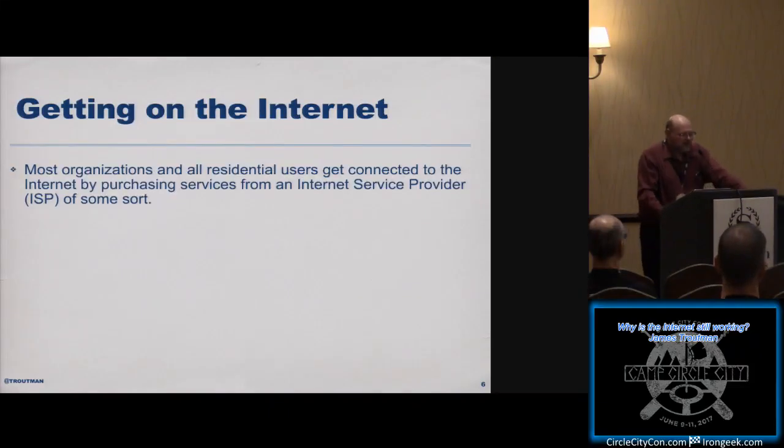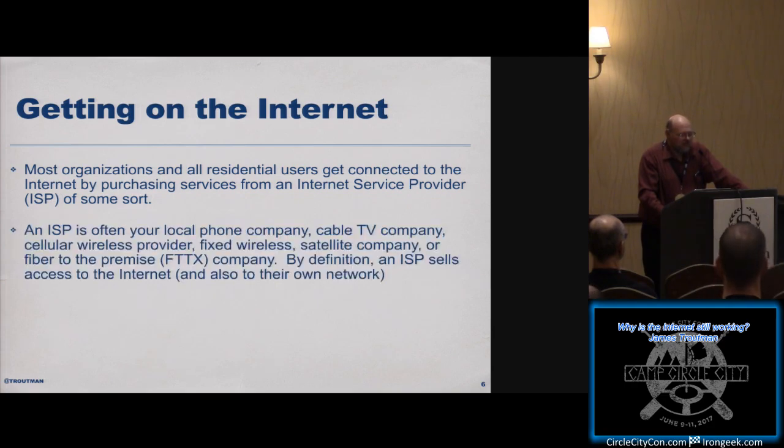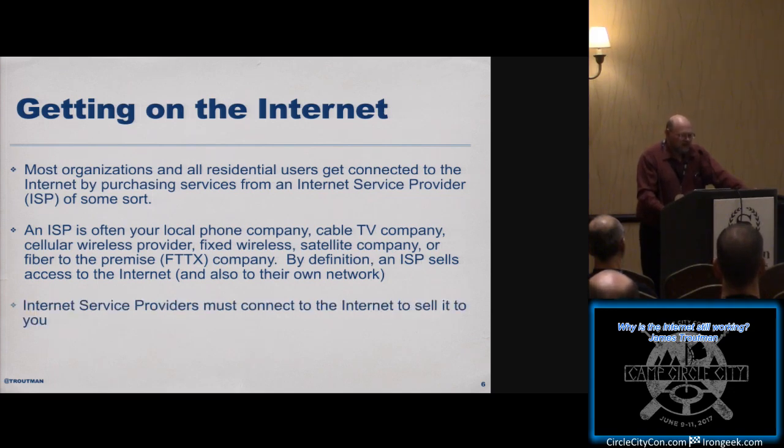All right. So if you want to get on the internet, you're a residential or a small business customer, you have to buy the internet from an internet provider of some sort. Probably your cable TV company or your local phone company. Maybe it's satellite if you're very unfortunate out in nowhere. And in any case, you're buying it from some sort of vendor, and by definition, an ISP sells access to the internet. Incidentally, also to their own network, but it's really the internet. So the internet service provider has to connect to the internet in order to sell it to you. So how do they do that?